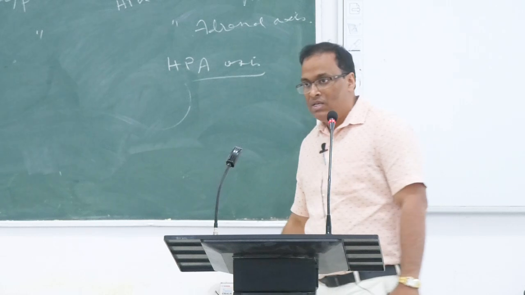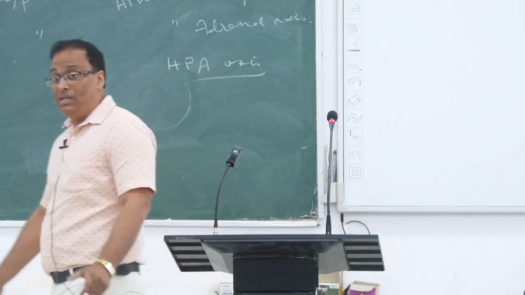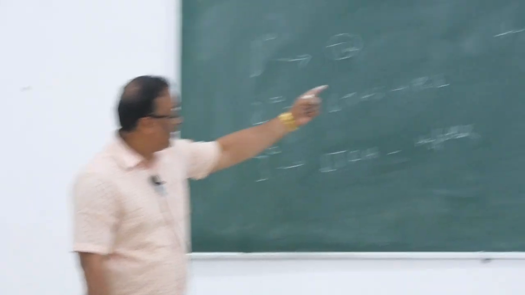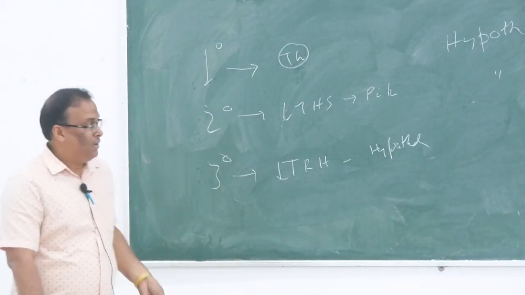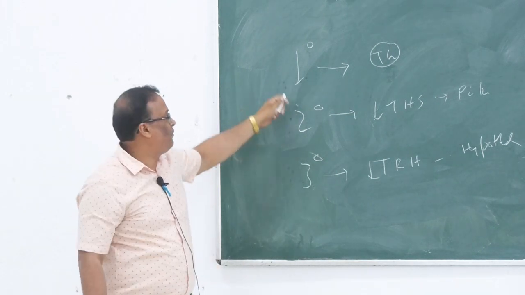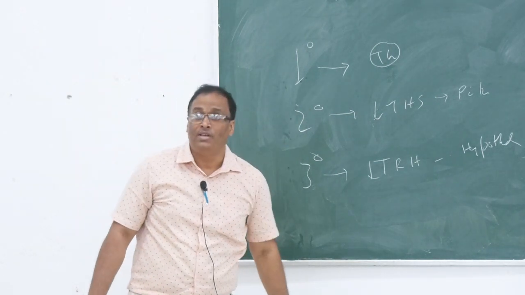Hypothalamus is our chief executive officer. Don't write that in your paper. It is the main one, and then the pituitary gland, and then our target tissues are there. Some axes are there, and first of all, the first criteria to understand about every hormone: there are primary, secondary, and tertiary diseases.